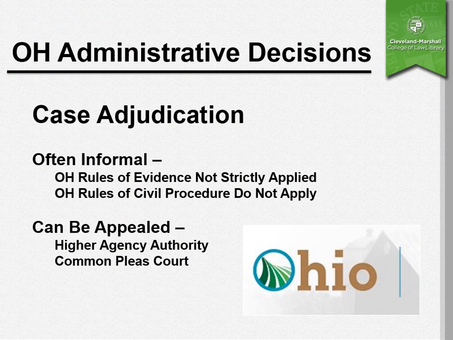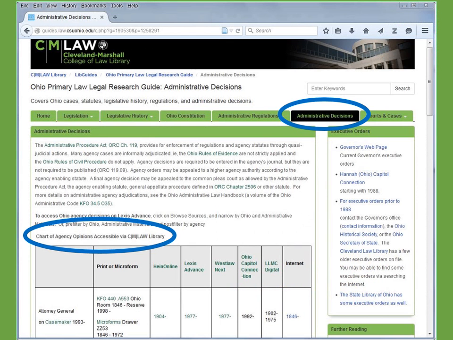Like federal administrative agencies, Ohio administrative agencies adjudicate cases. The process is often informal. Agency decisions or orders can be appealed to Ohio authority within that agency and/or a common pleas court. The Law Library Ohio Primary Law Legal Research Guide includes information on administrative decisions and where to find them. See the handy chart of agency opinions accessible via CM Law Library.